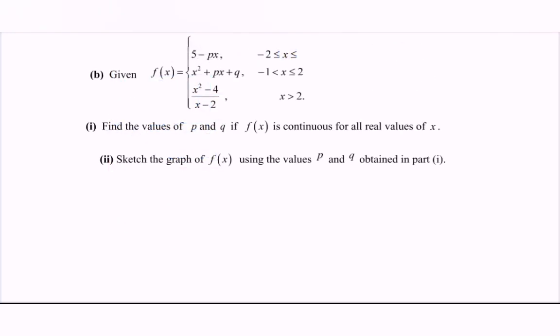Kindly refer to question B. Given that we have the function f(x), kindly illustrate the situation on a real number line. Here we have the value negative 2, followed by negative 1, and finally we have 2.